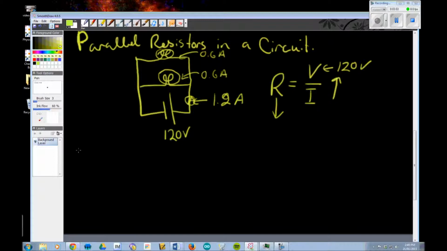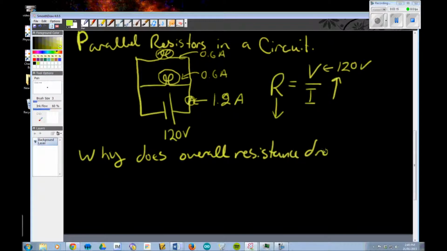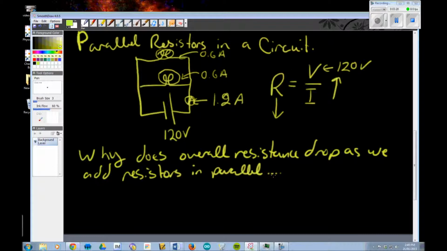And I guess before we talk about that, we should talk about why the overall resistance drops as we add resistors in parallel, because this is exactly the opposite of what happens when they're in series. As we add resistors in series, resistance goes up.